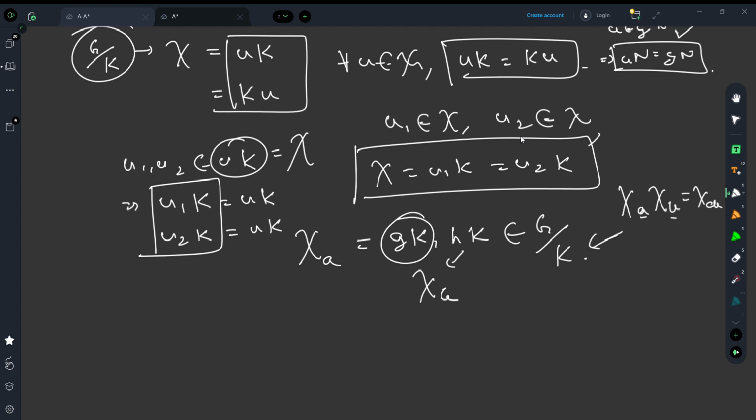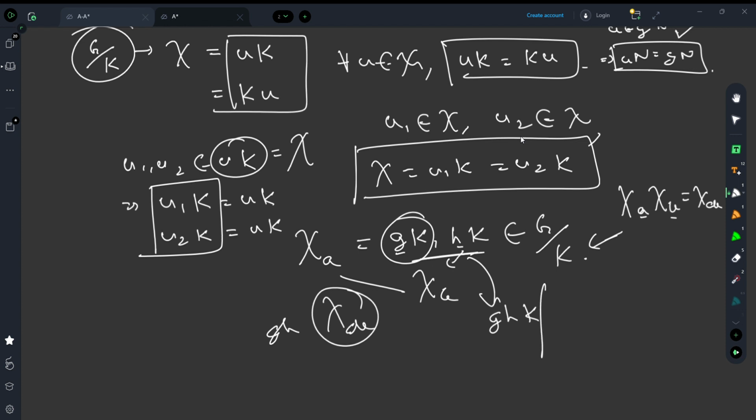H is an element of chi B, so H maps to B. So if we compose them, we will get a composition of G and H, indeed, when you bring it back, right? Because these two composed will give you chi AB. So the element GH will be in the fiber over AB, right? So GH will be here. In a way, we can compose these two together as GHK.